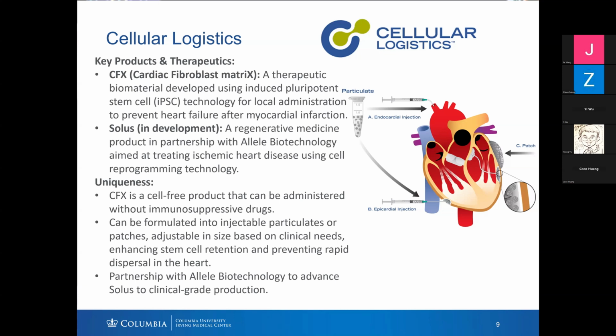I just wanted to ask about the cardiac fibroblast matrix, whether the iPSC technology uses patient-derived iPSC or... Yes, it's custom made, so case by case. Okay, interesting. That's very expensive.